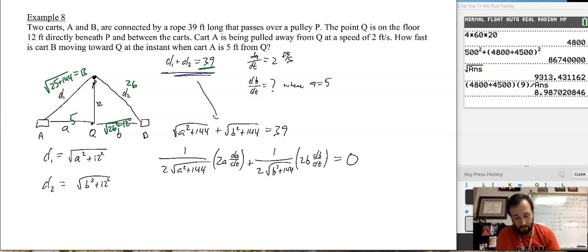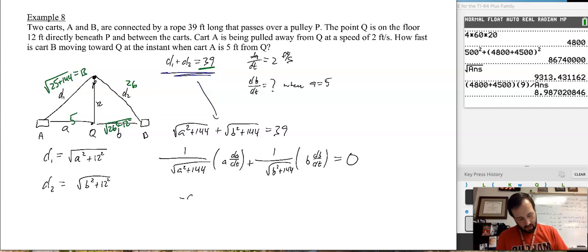Cool, now I have b. So I have 1 over 2 root, well here, let's go ahead and simplify some things first. All right, so 2 divided by 2, I can get rid of those. Same deal here, 2 divided by 2, I can get rid of those. And now I'm just going to plug in some numbers, because really I could subtract all of that over to the other side.